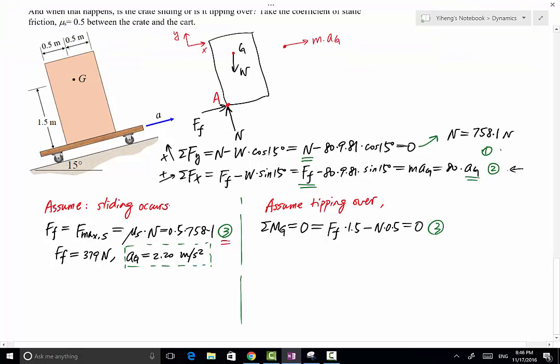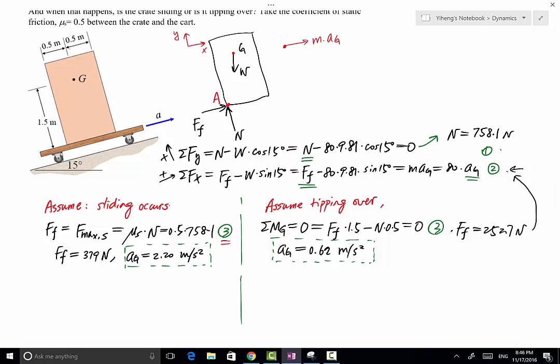So now with 1, 2, and 3 equations, we can solve for frictional force to be 252.7 Newton. Similarly, substitute into the second equation, we can solve for Ag to be 0.62 meter per second squared. So again, this is the maximum acceleration the car can have without causing the crate to tip over.